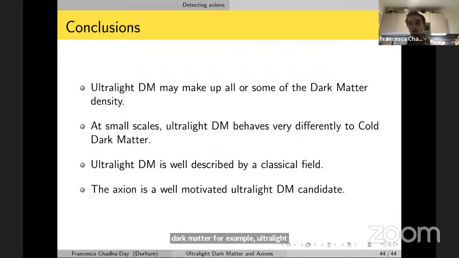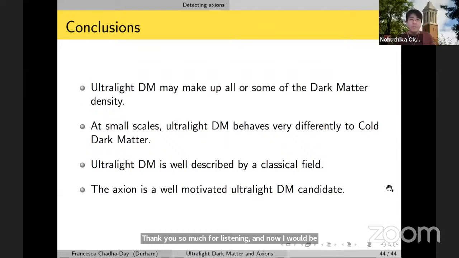Ultralight dark matter is well described by a classical field description. And the axion is a well-motivated candidate for ultralight dark matter, which there are a lot of promising research directions to detect. So thank you so much for listening. And now I would be happy to answer any questions.